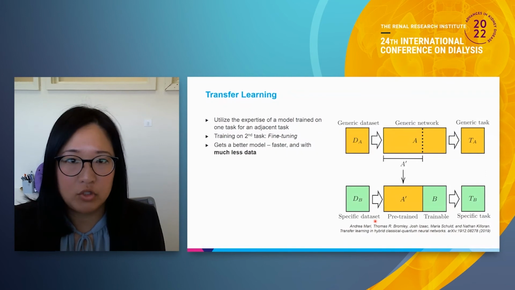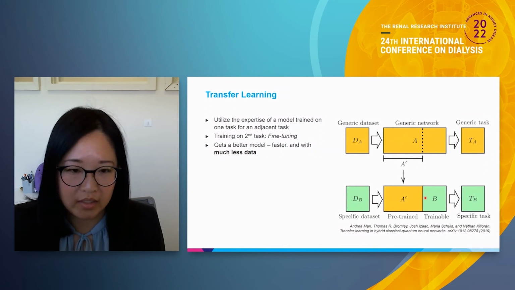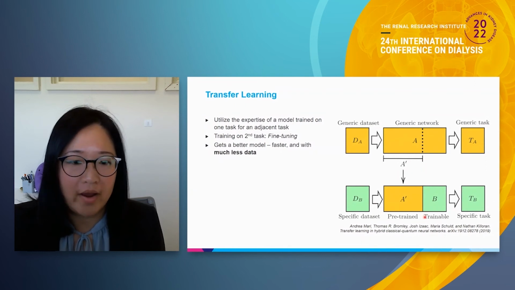So what we utilized was transfer learning in this study. In transfer learning, you train a model using larger generic data sets for a generic task. You then take the model developed in this generic task and apply it to your specific data set, and then you further do fine-tuning on your model to perform your specific task of interest. And this should result in a better model using much less data.